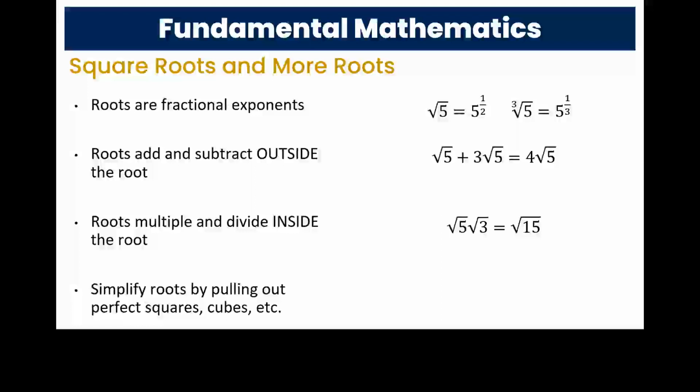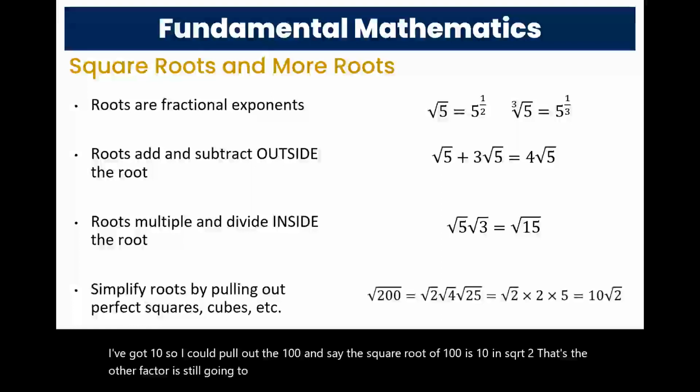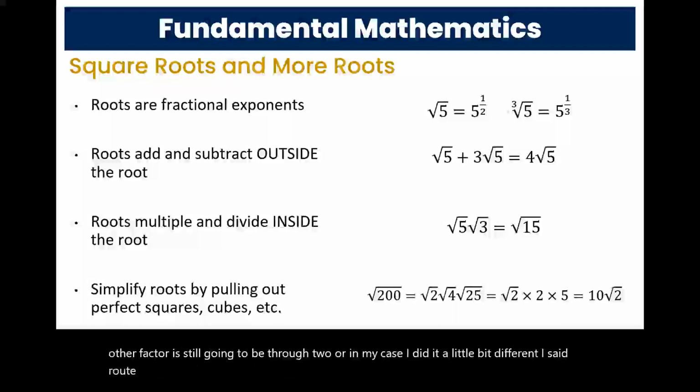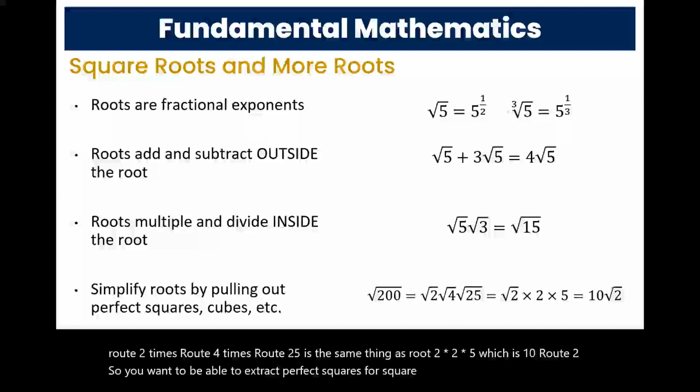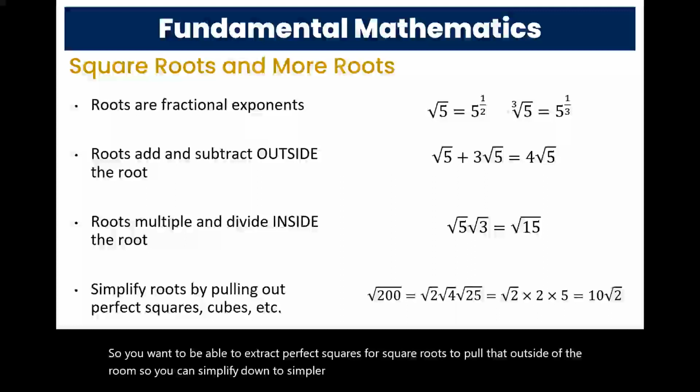Yeah, I've got 10. So I could pull out the 100 and say the square root of 100 is 10, and the square root of 2, that's the other factor, is still going to be root 2. Or in my case, I did it a little bit different. I said root 2 times root 4 times root 25 is the same thing as root 2 times 5, which is 10 root 2. So you want to be able to extract perfect squares from your square roots to pull that outside of the root. So you can simplify it down to simpler roots like root 2.